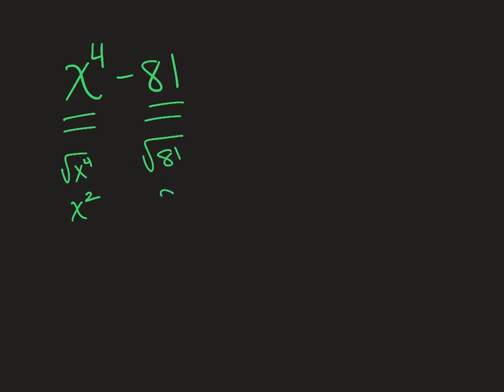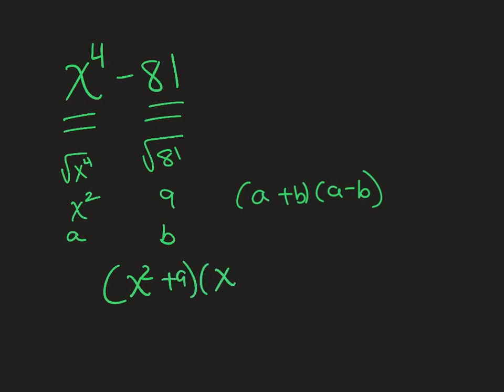Let's try the next one that says x to the 4th minus 81. Okay, you can use u substitution, or you can see that this is a perfect square and a perfect square. The square root of x to the 4th is x squared. The square root of 81 is 9. So this is my a and my b, and I'm going to do that whole a plus b, a minus b pattern. So I get x squared plus 9, x squared minus 9.